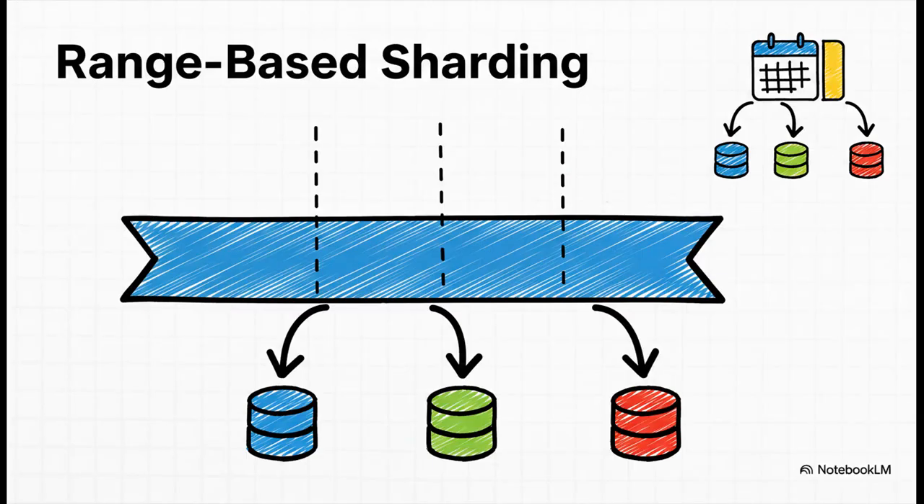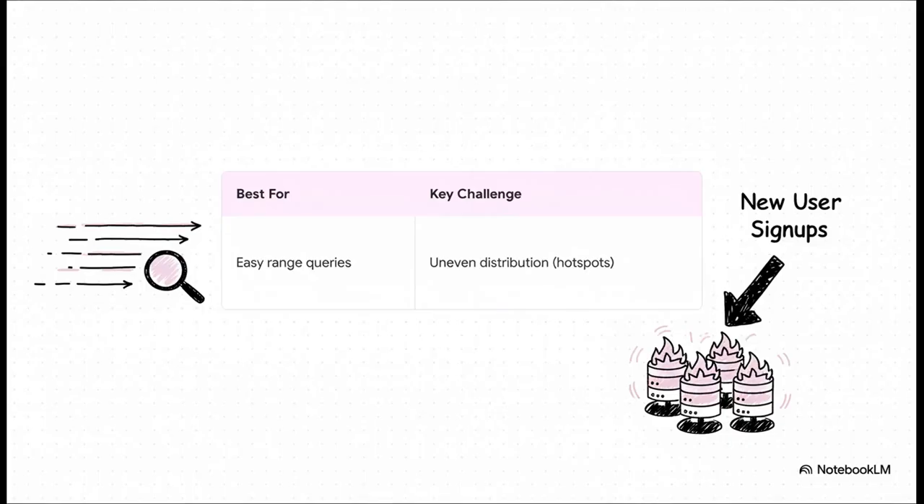The second method is range-based sharding, and this one is way more intuitive. Instead of using a complicated hash function, you just divide your data up into continuous chunks. So, for example, user IDs 1 through 1 million go on shard 1, user IDs 1 million and 1 through 2 million go on shard 2, and so on. You can also do this with things like dates, which is awesome for time series data. And the trade-off here is the exact opposite of hash-based sharding.